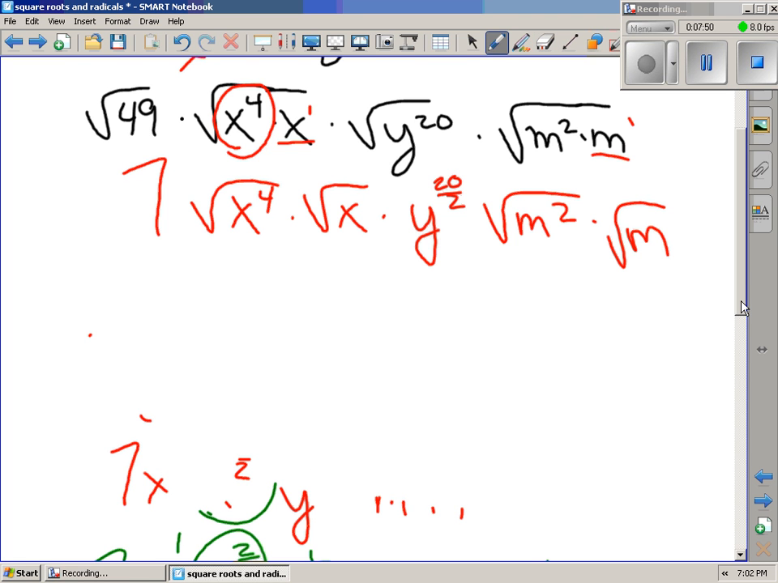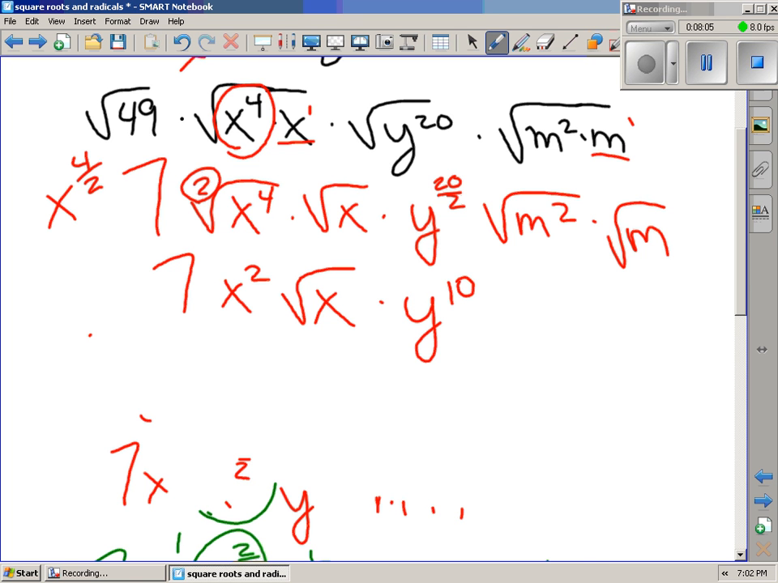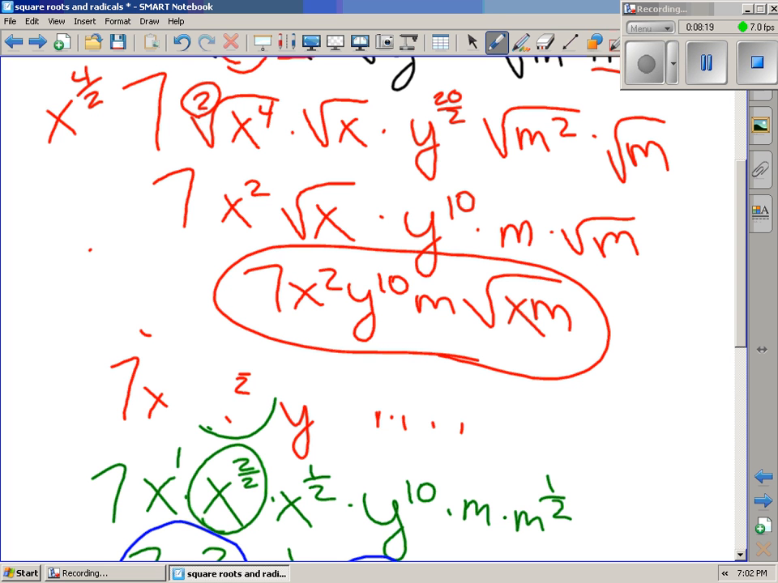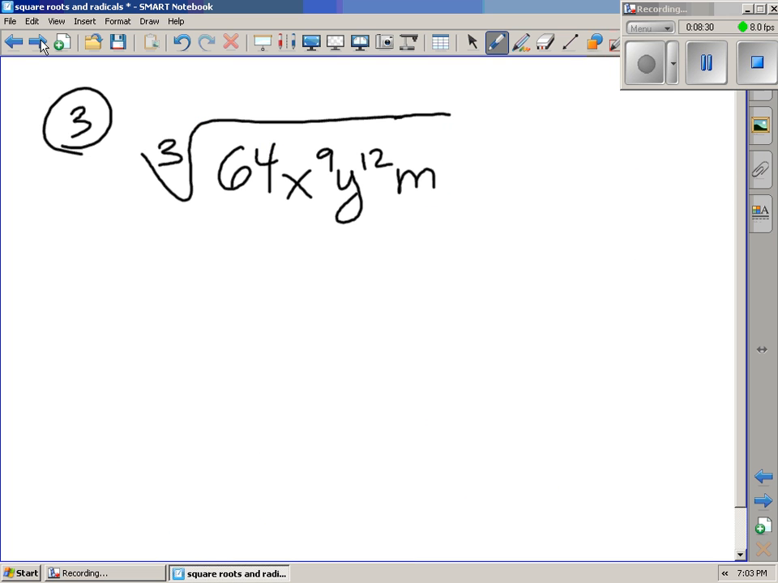Okay, now from here, what times what equals x to the 4th? Well, x squared. Or you could go ahead and take x to the 4th and divide it by 2 since the root is 2. I'm going to leave the square root of x alone because I can't simplify that. I get y to the 10th. M times m equals m squared, and then I get the square root of m. So my result is 7x squared y to the 10th m times the square root of xm, or mx. So I get the same result, but it's just a different way of thinking of it. I'm hoping that you're becoming more familiar with how you can manipulate these expressions to get simpler forms.